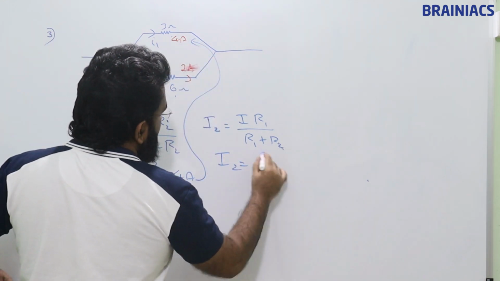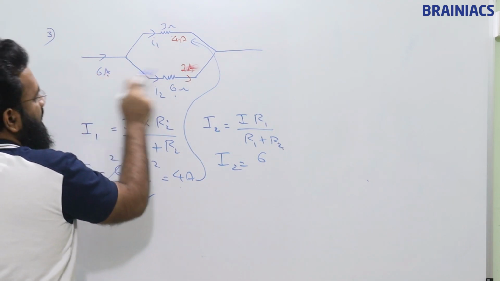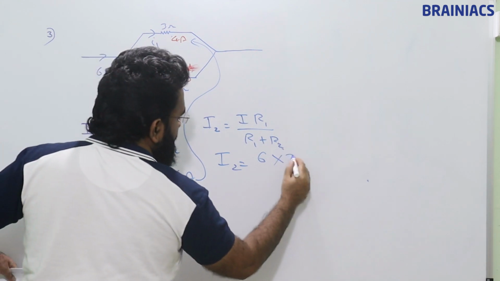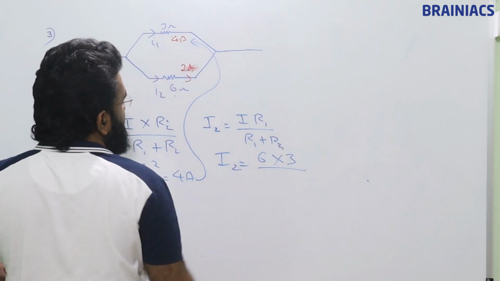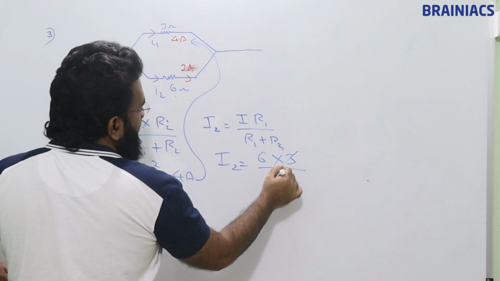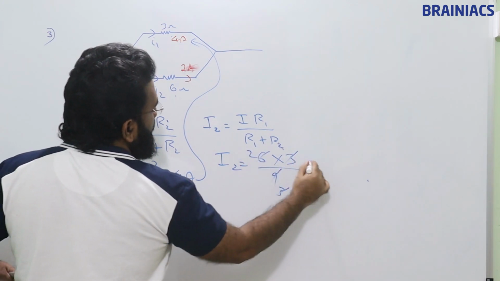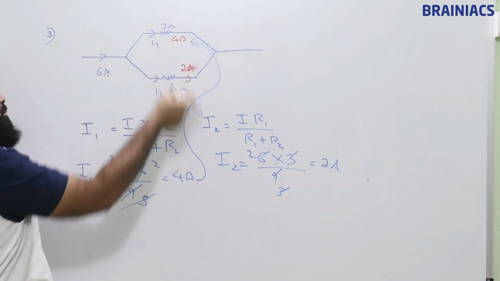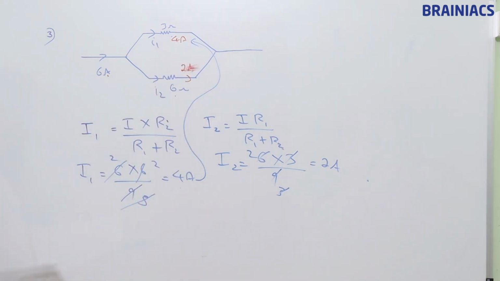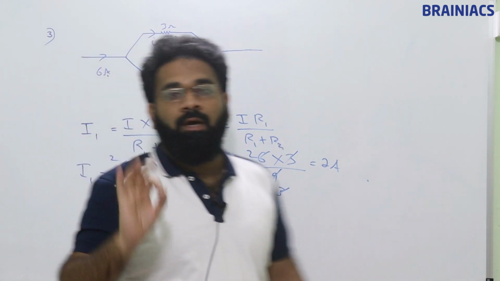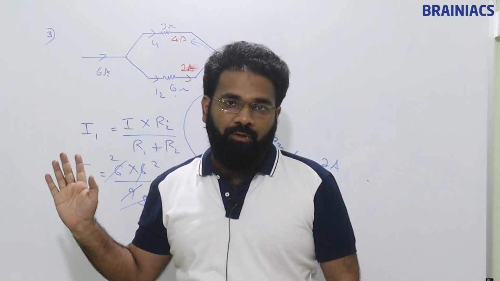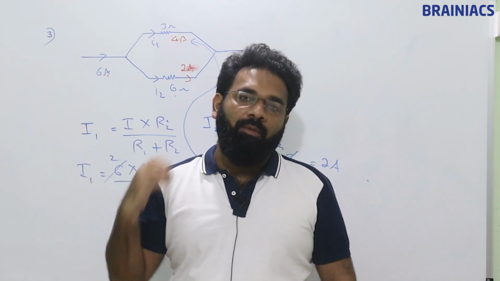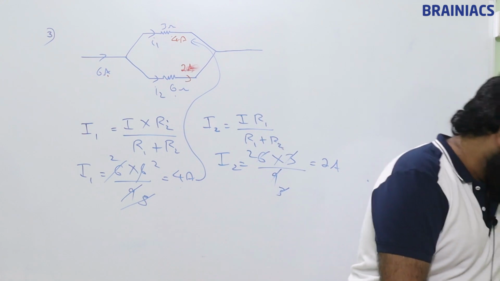I2 is equal to 6 into this resistance, 6 into 3 divided by 6 plus 3, which is 9. Cut 3, cut 2. This is going to be 2 ampere. So whatever answer we got, 4 ampere and 2 ampere, we get with the current division rule also. But you should have knowledge of the ratio method also, because if we get 3 or more resistances, then that will be the technique to use here.